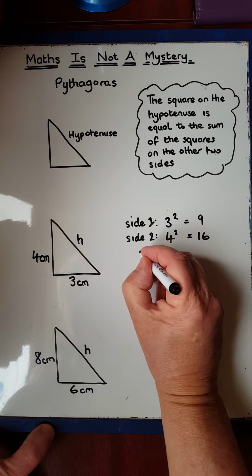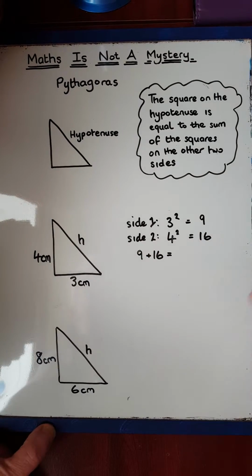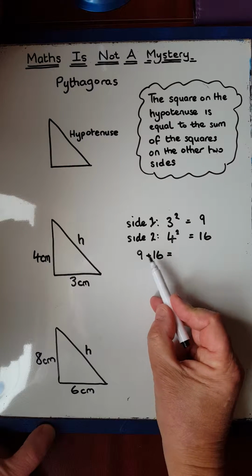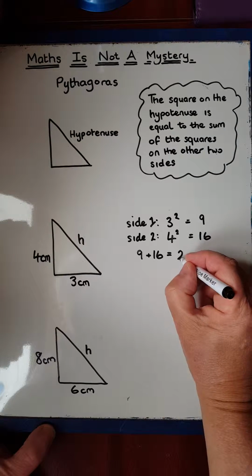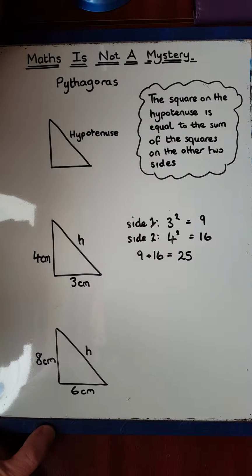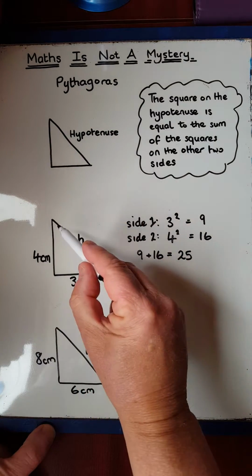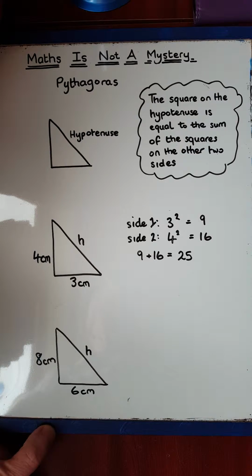We're then going to add those two squares together, because it's the sum of the squares, as it said up here. So we're going to do a sum. 9 plus 16 makes 25. And 25 is the size of the square. If we drew a big square off this hypotenuse, that's the size of the square that's on there.